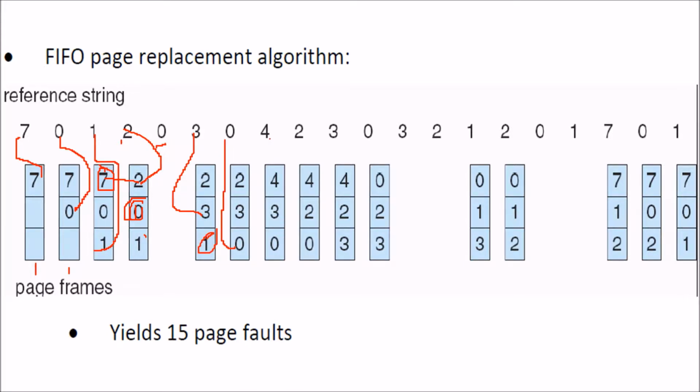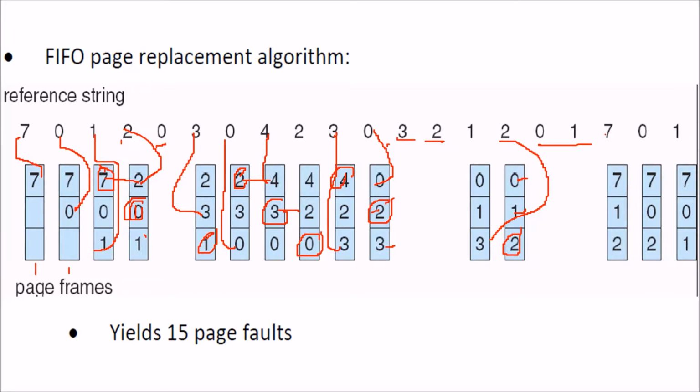Then 4 has come, which has to be replaced. 2 is the oldest, so 2 will be replaced by this 4. Again, now 2 has come. 2 will replace this 3, because this is now the oldest. 3 has come, but 0 is now the oldest, so 3 will go here. 0 has come. This 4 is the oldest one, so 0 will take this place. Since 3 and 2 are already there, there will be no page fault here. 1 will come. 1 will replace this 2. Then 2 will come. 2 will replace this 3. Now 0 and 1 are there, so there will be no page fault.